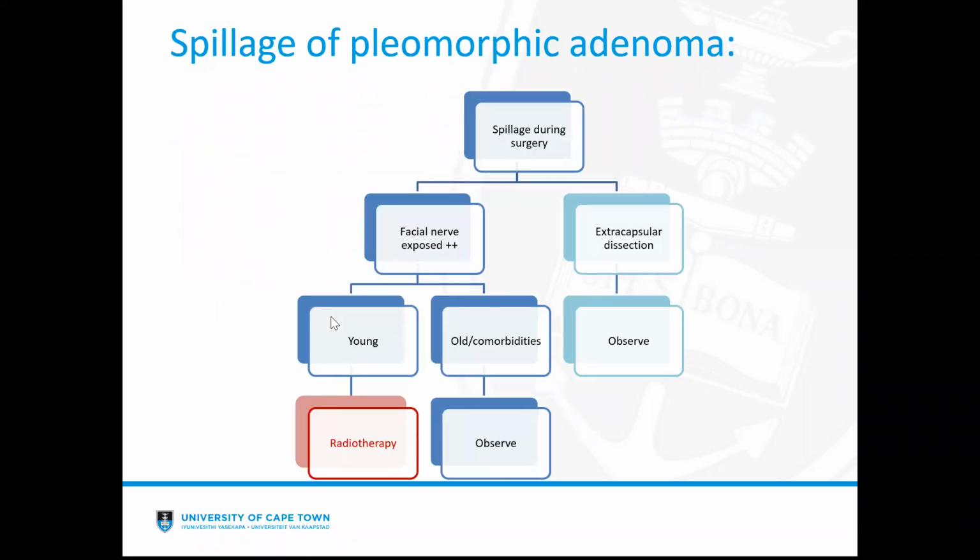To summarize what we've said, a general approach to spillage is that if there's a significantly large spillage in a field with an exposed facial nerve in a young and fit patient, they should be offered radiotherapy. While where spillage has occurred in the elderly and infirm with a limited life expectancy, or where it has occurred in cases of extracapsular dissection at a point where the nerve has not been significantly exposed, observation is a reasonable option.